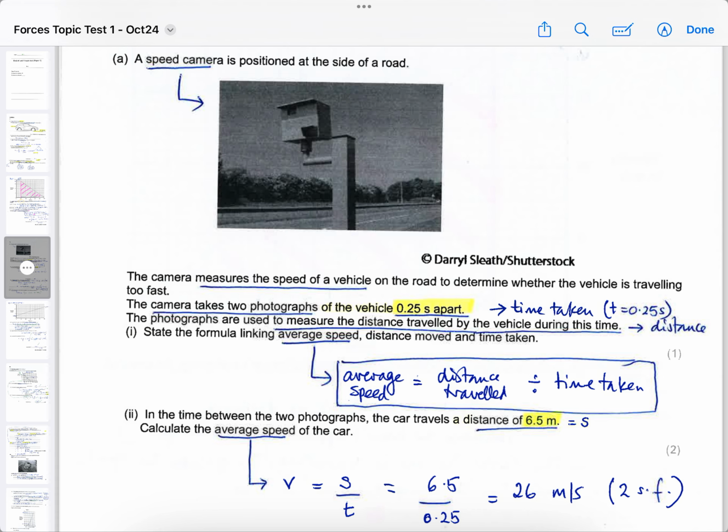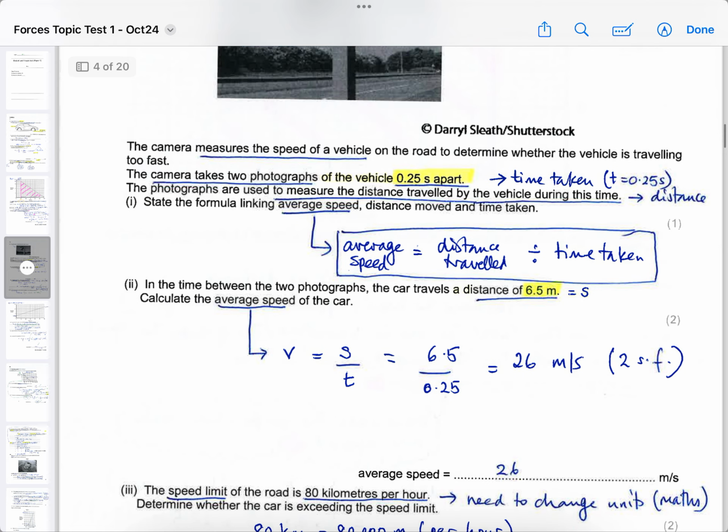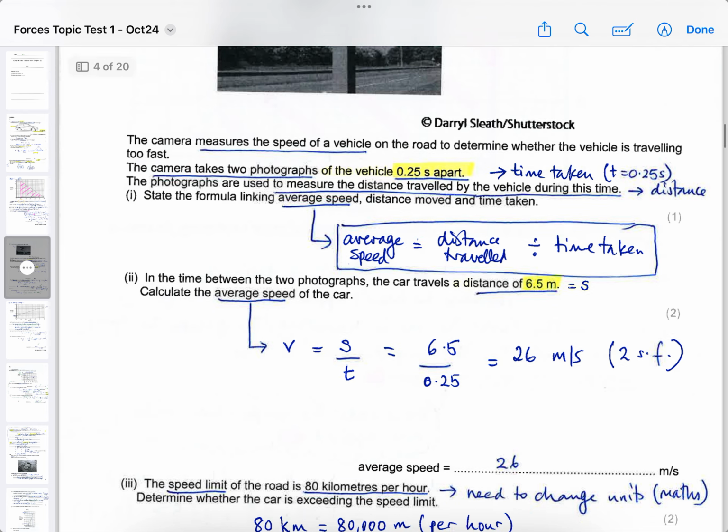State the formula linking average speed, distance, and time. Well, average speed is the total distance traveled divided by the time taken. In the time between the 2 photographs, the car travels a distance of 6.5 meters. So we know the distance traveled, s, is 6.5 meters. We know the time taken between the 2 photographs is 0.25 seconds. They just want you to divide one by the other and you'll get 26 meters per second, to 2 significant figures.